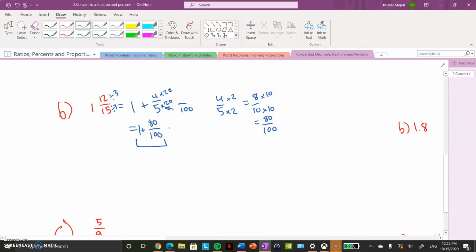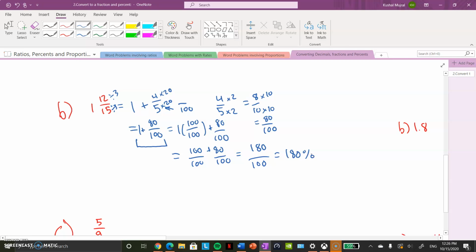So, this is the same as 1 times 100 over 100, right? 1 is the same as 100 over 100. Then we're adding 80 over 100. So that becomes 100 plus 80 over 100, which is just 180 over 100. So, because percent means over 100, this is 180%.